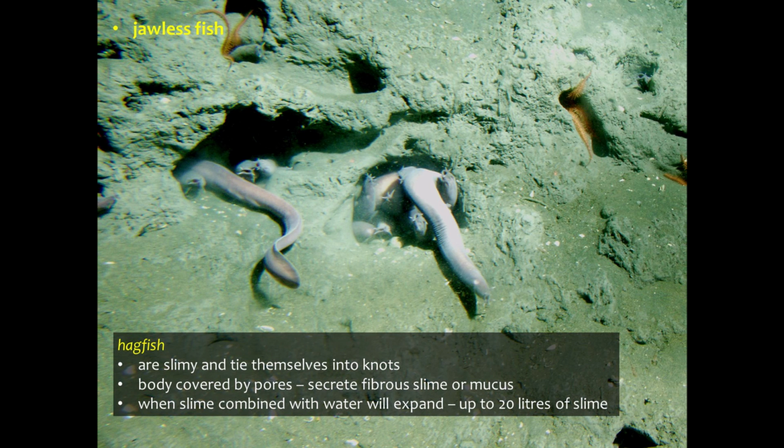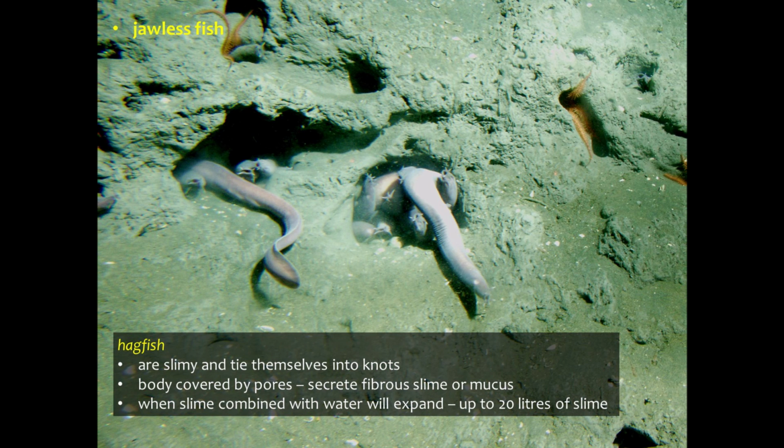They also lack a true spinal cord and only have an incipient spinal cord known as a notochord. We have notochords early on in our development as an embryo. The other thing is that these guys are really slimy and they have the ability to tie themselves into knots. It's thought that this might be a defensive mechanism.